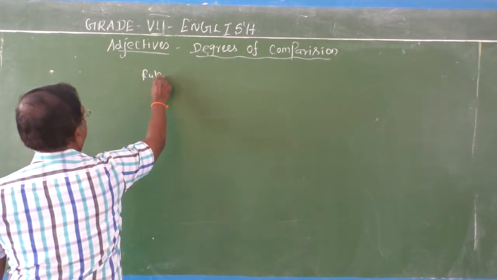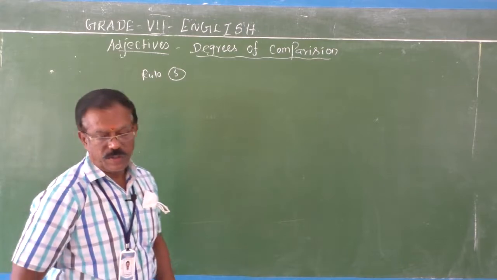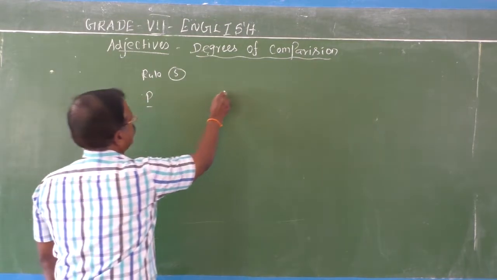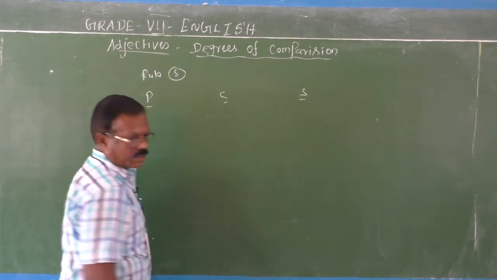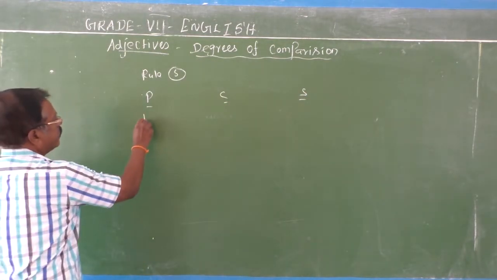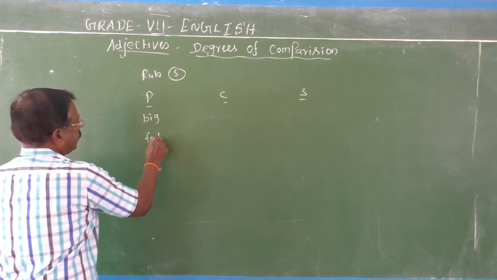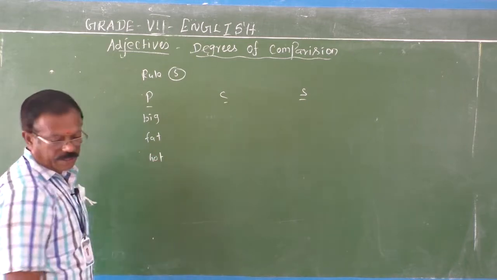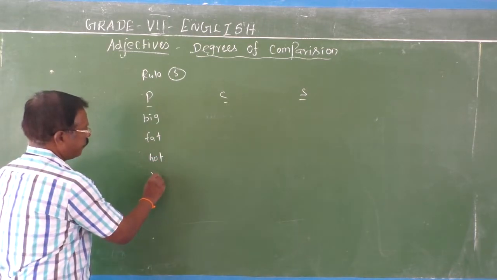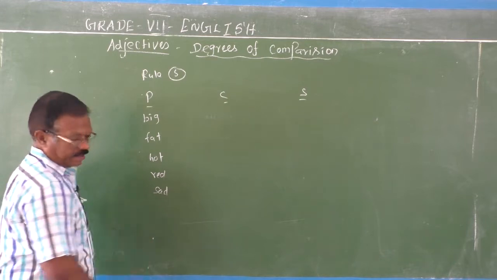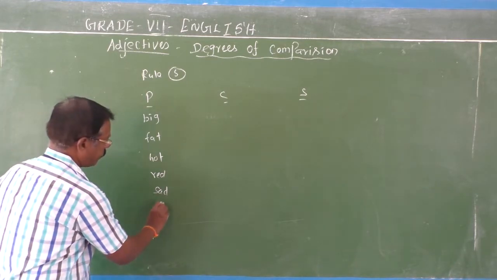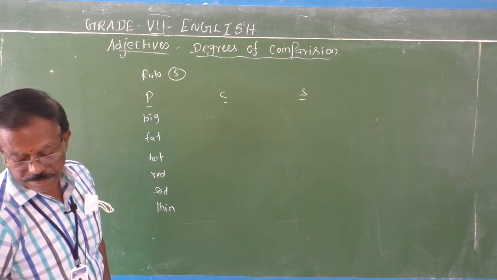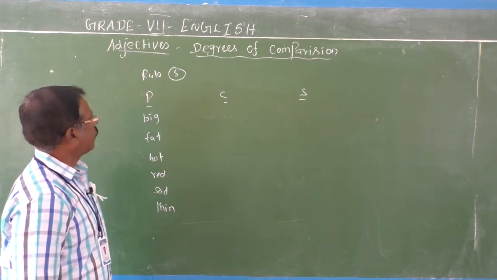Okay, rule number 3. Here I will give you a list of adjectives. See big, P positive, C comparative, S superlative. Big, then fat, hot, red, sad, thin.